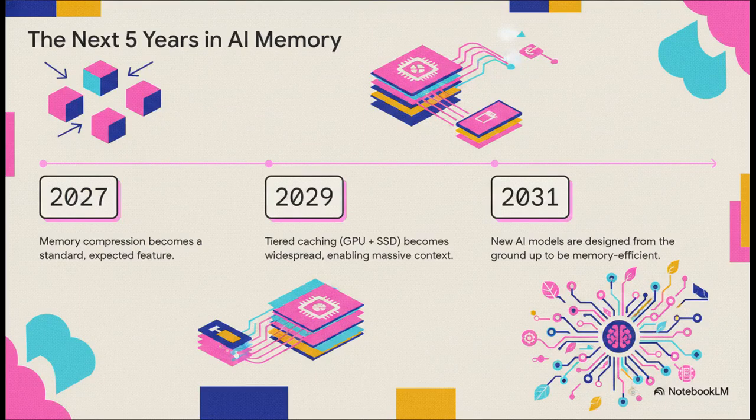And here's a quick look at how experts think the next few years are going to play out. Pretty soon, these memory compression tricks will just be standard stuff. A couple years after that, we'll see those layered memory systems everywhere, allowing for massive context. And then by the early 2030s, new AIs will be built from the ground up to be super memory efficient.